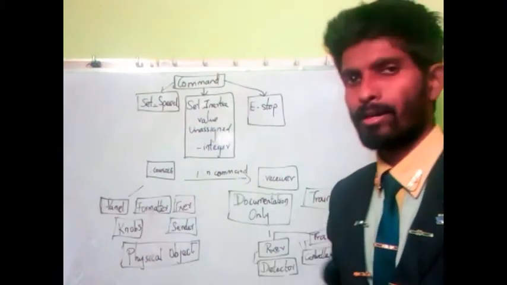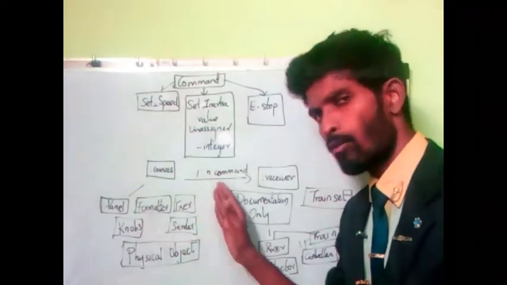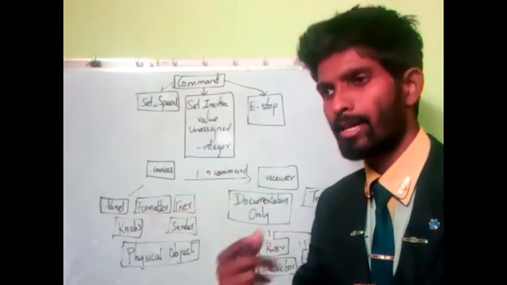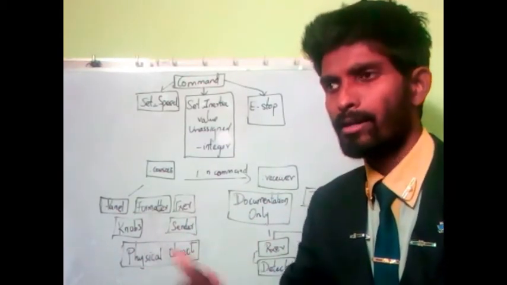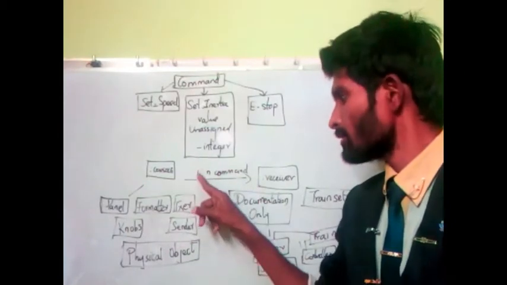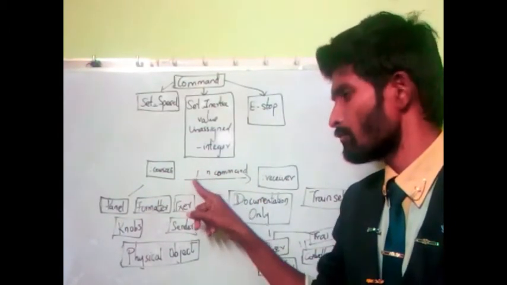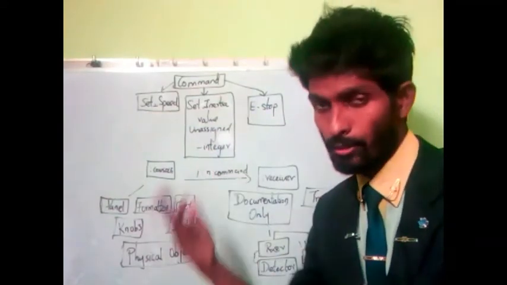So this is about the console. And we go for the 1:n command. So 1:n command means what? I can give one command, I can give two commands. For one command, how many executions? That is called 1:n. For one command, how many executions? One command, two executions, three executions, four executions. Likewise, I can increase my commands.